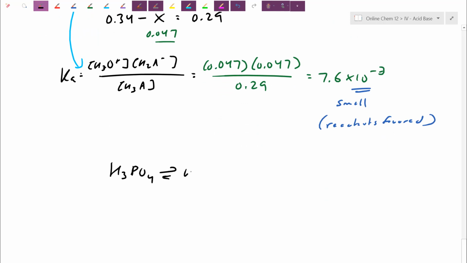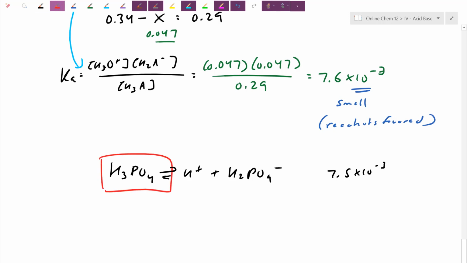H3PO4 in equilibrium with H plus and H2PO4 minus. The Ka constant on the table was 7.5 times 10 to the negative 3. Sure, give or take a little bit of rounding, maybe a little bit different. We had said it was a triprotic acid. I can then identify that maybe my unknown acid is this phosphoric acid. So this Ka constant is attributed to the particular chemical. A chemical that has a Ka value of 7.5 times 10 to the negative 3 is probably phosphoric acid.